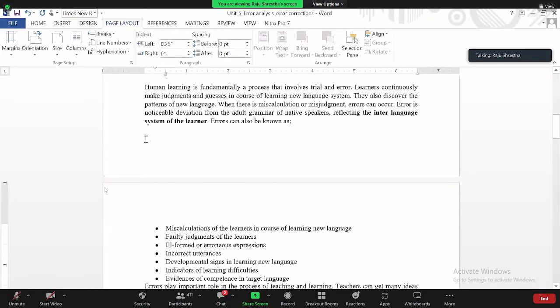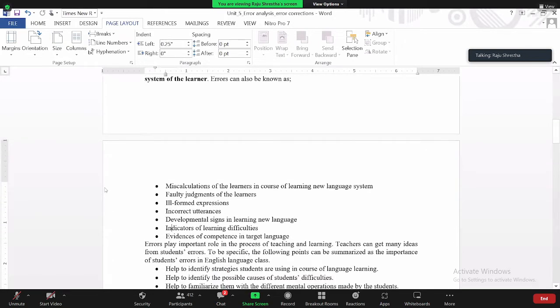This is in answer form. Errors can also be known as miscalculation of learners in course of learning new language system. So faulty judgments of learners, ill-formed expressions, incorrect utterances, developmental signs in learning new language, indicators of learning difficulties, evidences of competence in target language. This is in answer form.